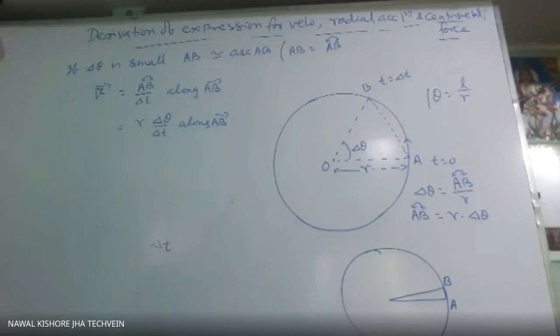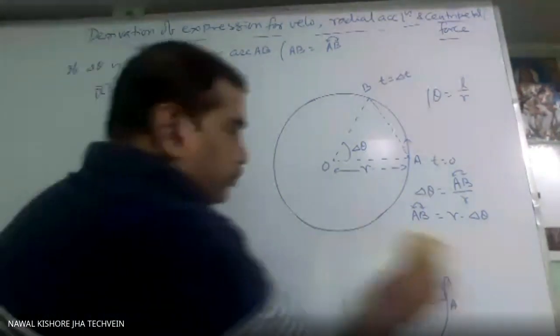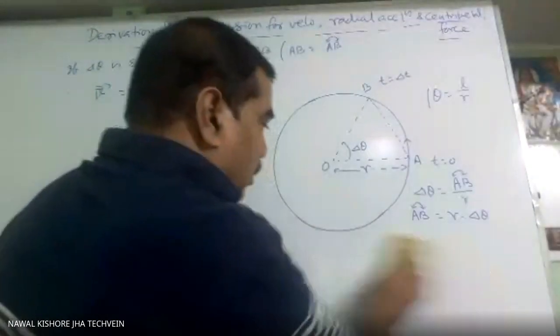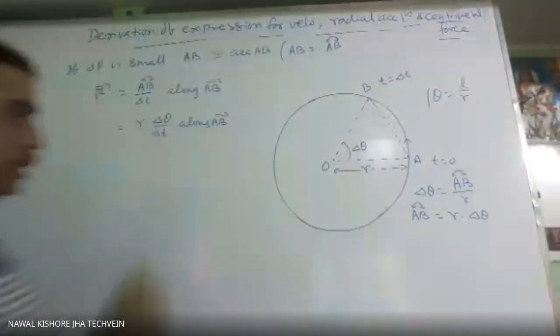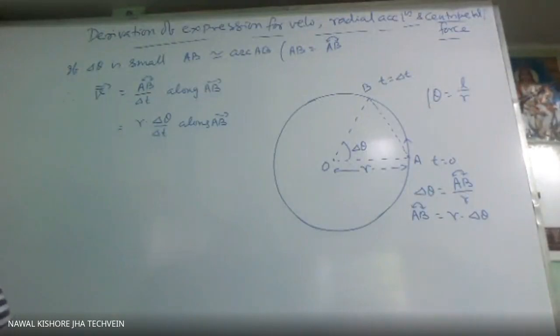Now we are interested to find instantaneous velocity. So what to do? Anyone? If average is known, how to find instantaneous? Yesterday we did d theta by dt. Yes, d theta by dt. D theta means we will take the limit.